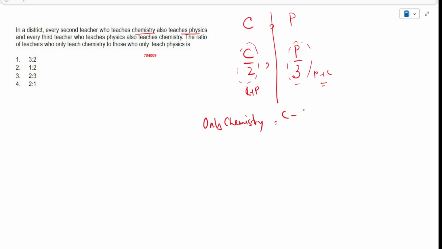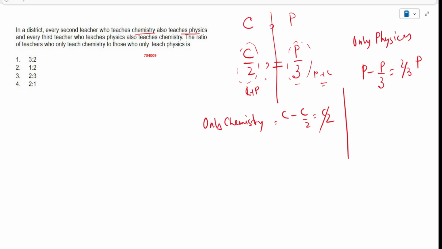So the only chemistry teachers are C minus C by 2, which is C by 2. And the only physics teachers are P minus P by 3, that is 2 by 3 P. And these two numbers are equal, since in the statistics, every second teacher and every third teacher refer to the same group. So these two are equal. That means C by 2 equals P by 3.